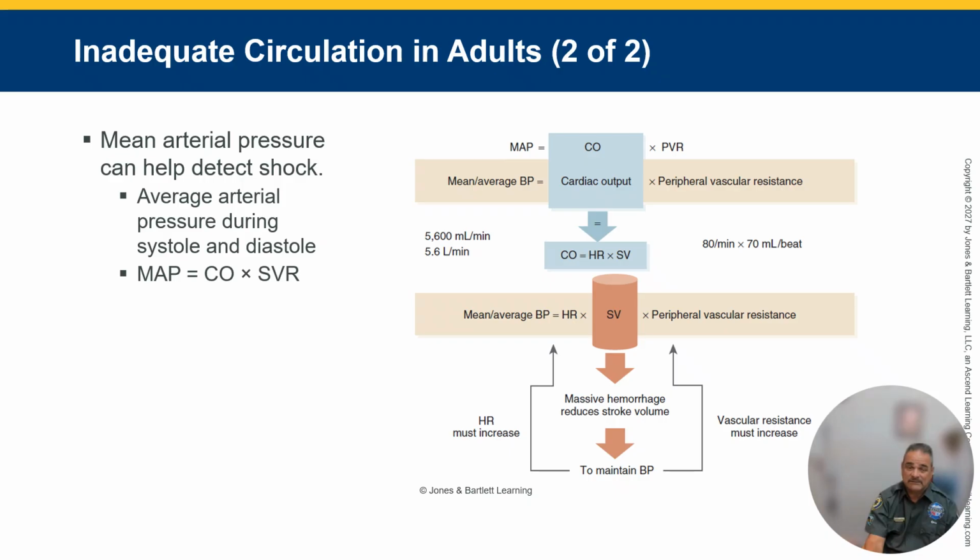To maintain blood pressure in massive hemorrhages or reduction of stroke volumes, the heart rate must increase and the vascular resistance must increase. If we don't have these things, we will go into shock very, very quickly. They work in harmony with each other. Your body understands this. Now, this is just an overview.